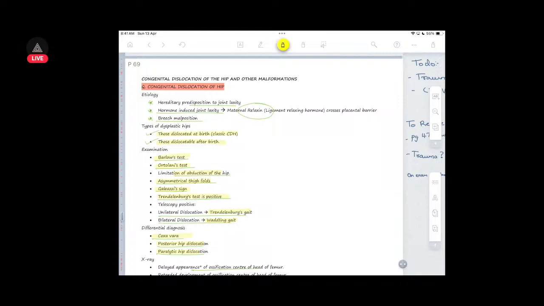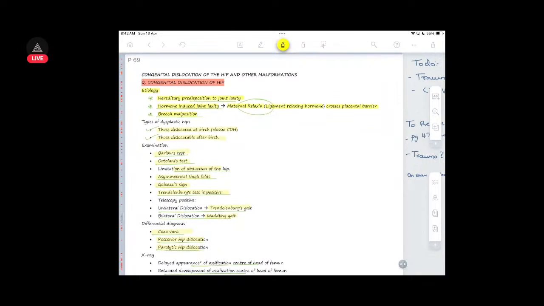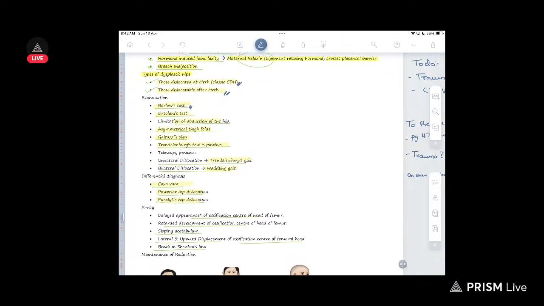Okay, so congenital dislocation of hip and other malformation. Etiologically, it is a hereditary predisposition to joint laxity. Hormonal induced joint laxity: maternal ligament relaxing hormone crosses the placental barrier. You can have breech malposition. Types of dysplastic hip: those displaced at birth, classic congenital dislocation, and those displaced after birth. On examination, you can do Barlow's test or Ortolani's test. You have limited abduction of hip, and asymmetrical thigh folds will be there.